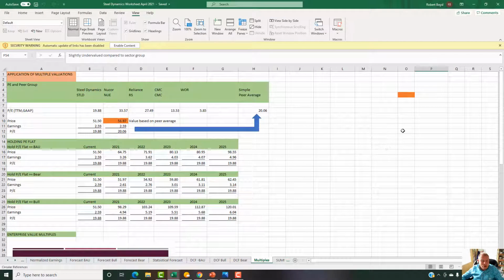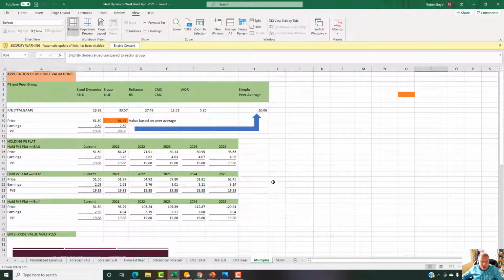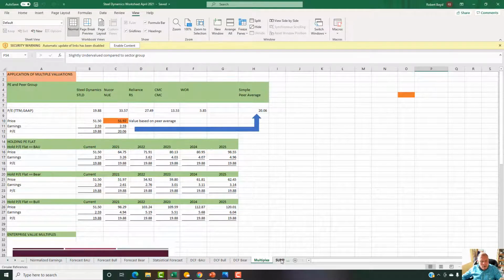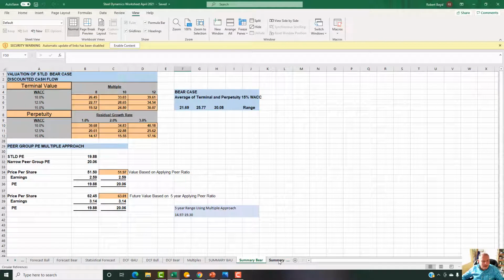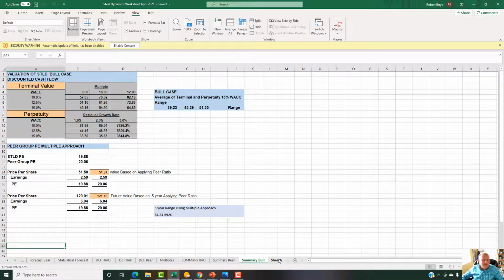On the multiples, I basically went through the peer group. Right now, they're selling at a 19.88 PE based on the close on Friday the 16th. And when you value that out, we're getting a range. So this becomes important. When we summarize it, we can look at it on a business as usual, and we can look at it on a best case and on a summary basis. So that's what you need to do.